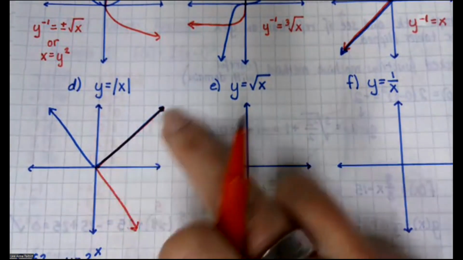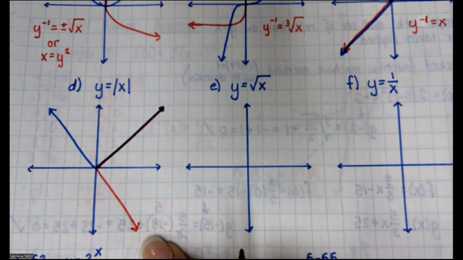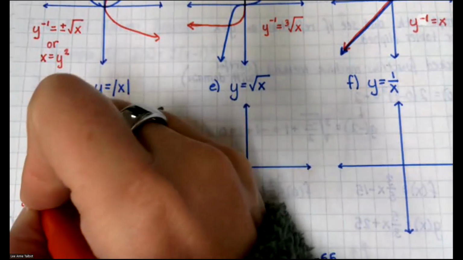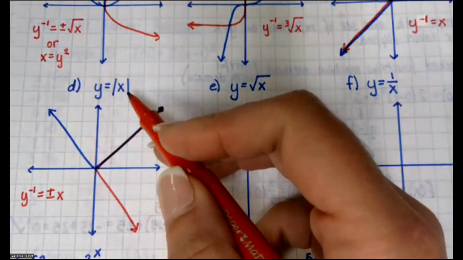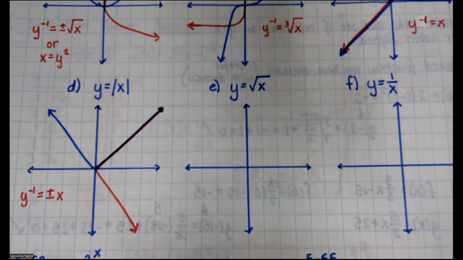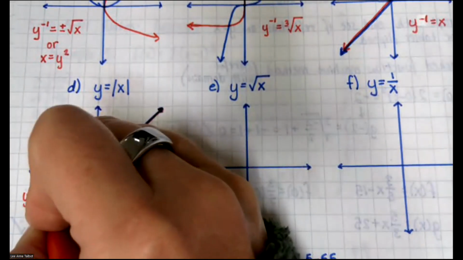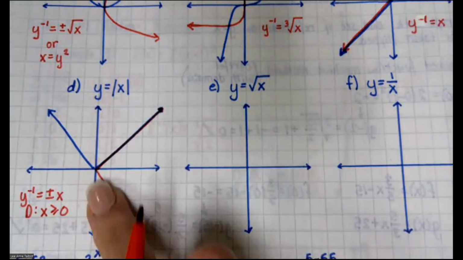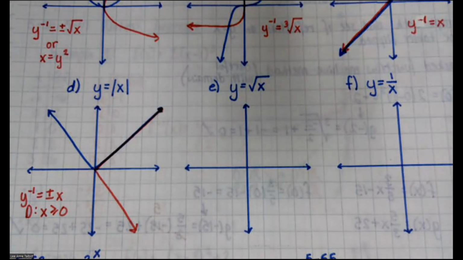This is a piece of the line y equals x. This is the piece of the line y equals negative x. So the inverse is plus or minus x, which you would expect because that's what undoes absolute value, except the domain has to be x is greater than or equal to 0. It has to only be this side of it. You don't show the whole line. You can sharpen.